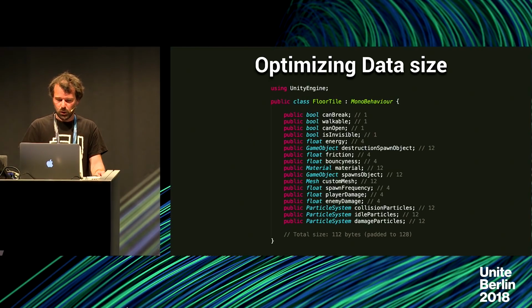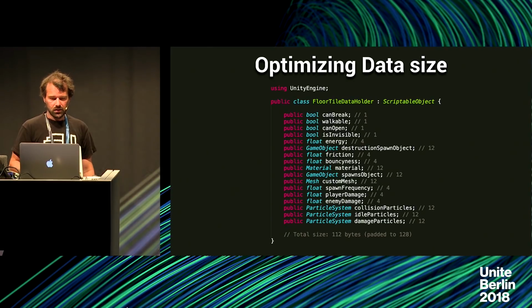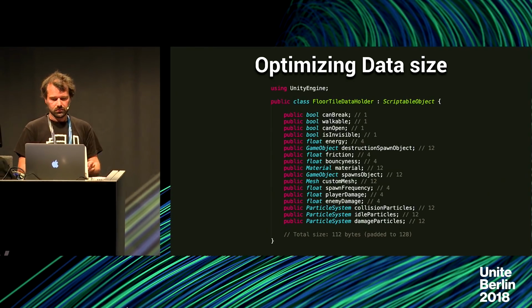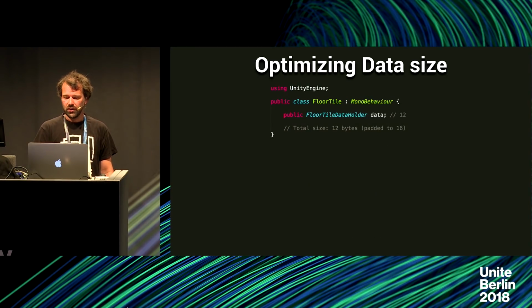So what you may be looking at doing instead, if you have a lot of instances of the same or very similar objects, is to move that data into a scriptable object. So here we have an object I call a floor tile data holder, which is a scriptable object. A scriptable object is serialized scripting data which can be written to an asset file. So now all this data is just in one asset. And then in your MonoBehaviour, you can just reference that data indirectly. And then you just have one reference type.